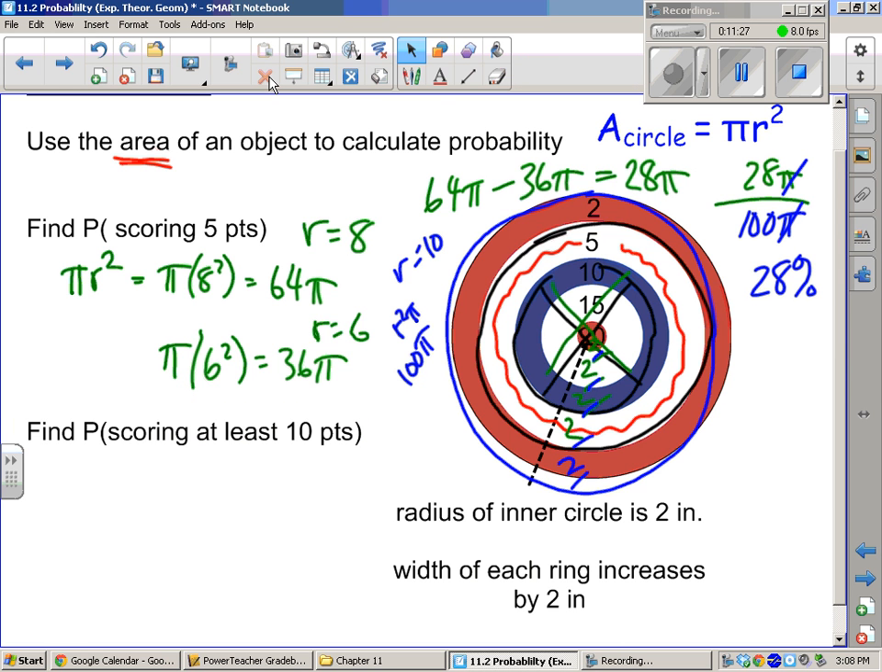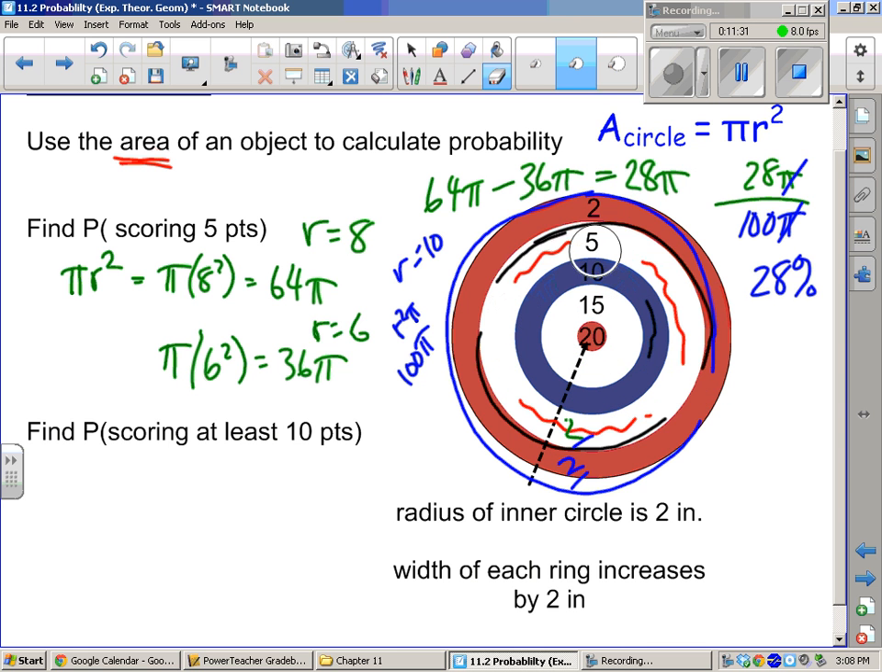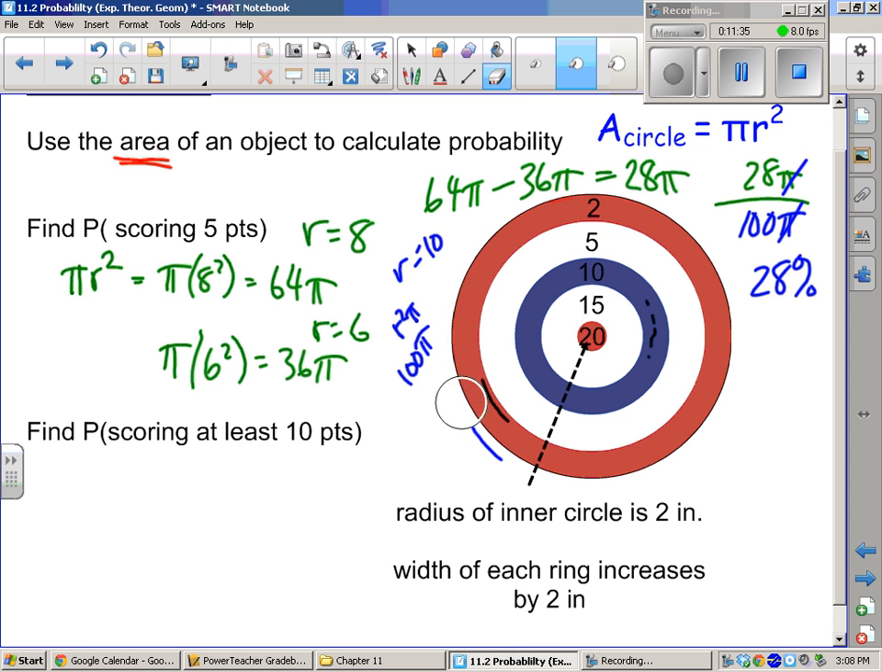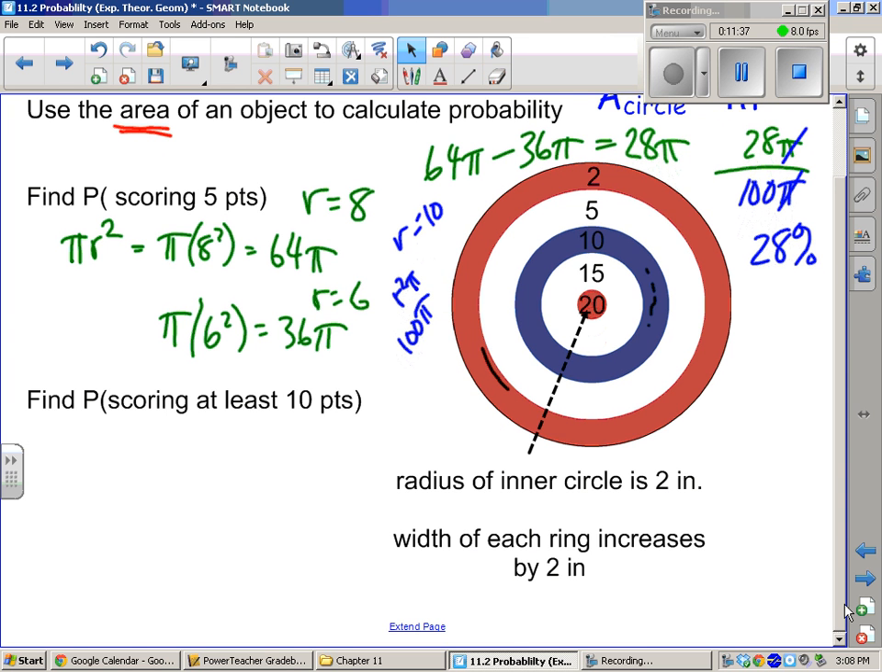This one says probability of scoring at least 10 points. So let's get rid of our drawing so we can draw again. At least 10. So 10 is the blue ring. And then 15 is higher than that. That's inside of that. And then 20 is inside of that too. So we want all of this over the total. Now we still remember our total is 100. So we can reuse that. Okay, so 100 pi is going to be on the bottom.